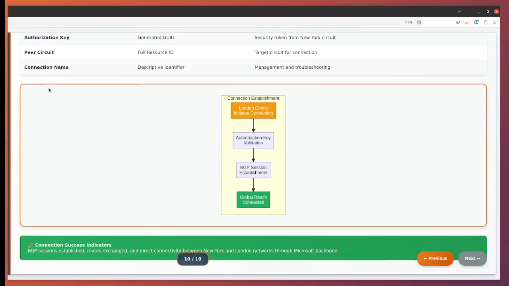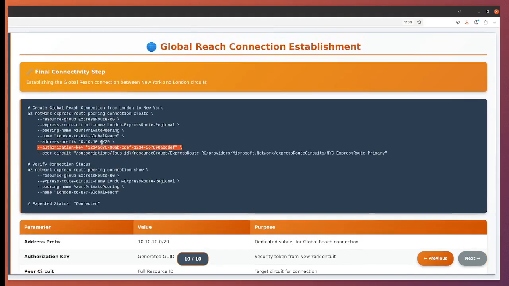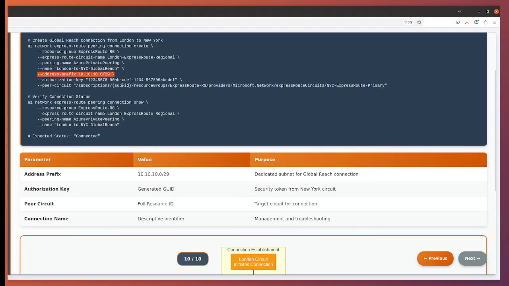Critical parameters explained include the address prefix, which is a /29 subnet for the global reach connection, the authorization key, which is the security token from the remote circuit, the peer circuit, which is the full resource ID of the New York circuit, and the connection name, which is a descriptive identifier for management. The /29 subnet, specifically 10.10.10.0/29, is used exclusively for the global reach connection between these two circuits. This subnet must not overlap with any other networks in your topology.